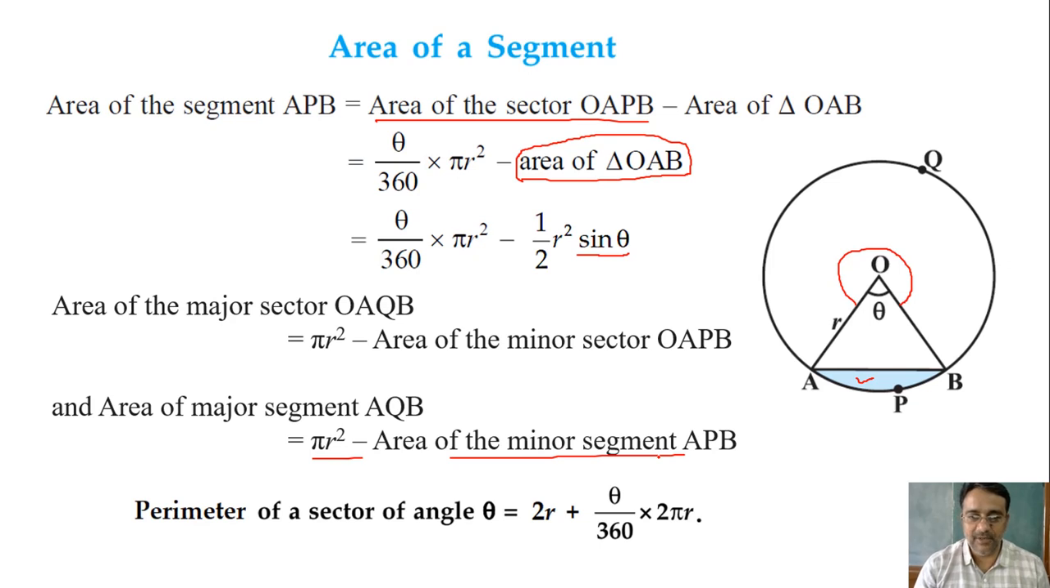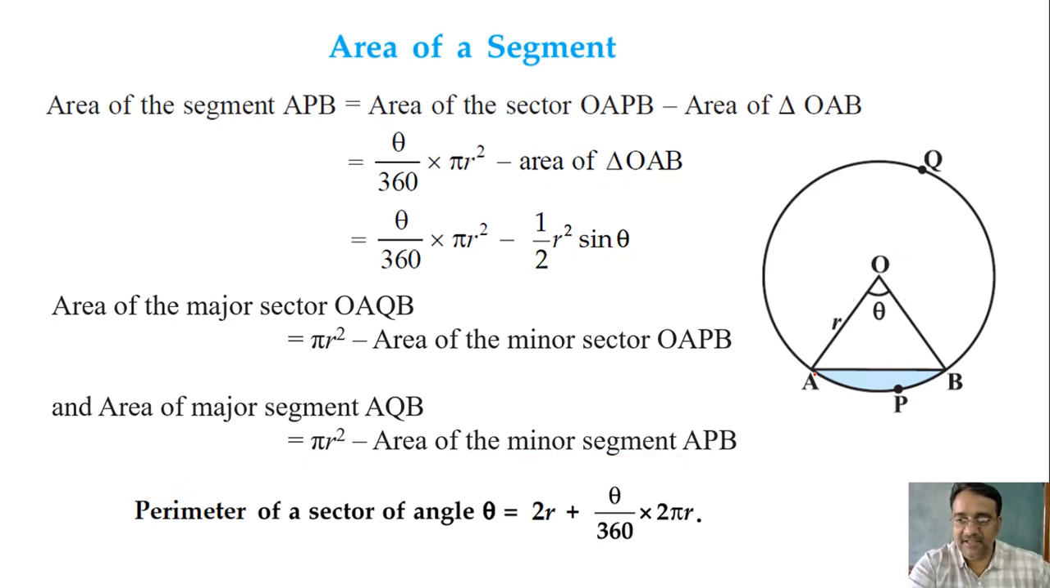So let us start with one more part, a perimeter of sector of an angle theta. See, how will you calculate the perimeter? First you find the length of this arc, and length of this arc is theta upon 360 into 2 pi r, plus the two radius, r plus r.